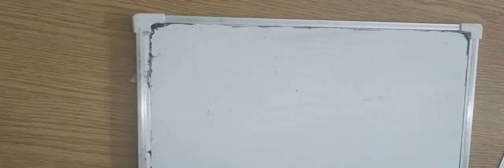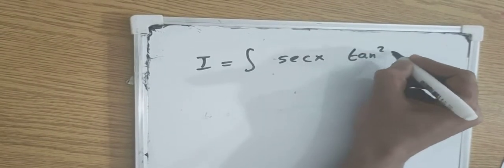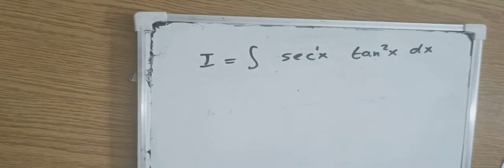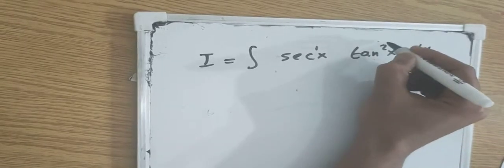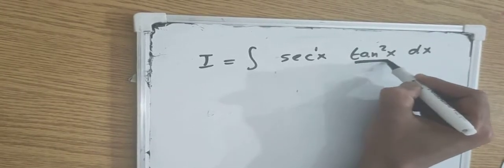Of course you think now, what if the power of sec is odd? So you could not take sec squared. And if also the power of tan is even, so you could not take sec tan. Let's see, in case of that we have sec x times tan squared. The problem here is that the power of sec is 1, not an even power, and the power of tan is 2, not an odd power.